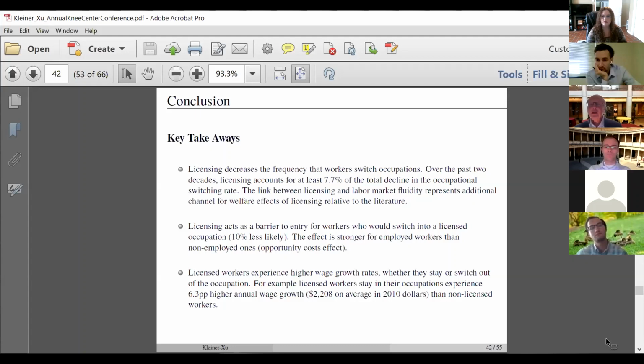We basically looked at initial entry and the ability to move across occupations, but licensing in and of itself is a barrier to moving across occupations, both for the cost side, that is the initial cost of entry, you've got to pay fees, and you have to meet the state by state requirements, even if you're moving across state lines. And if you're trying to enter a new occupation, those barriers are even higher.